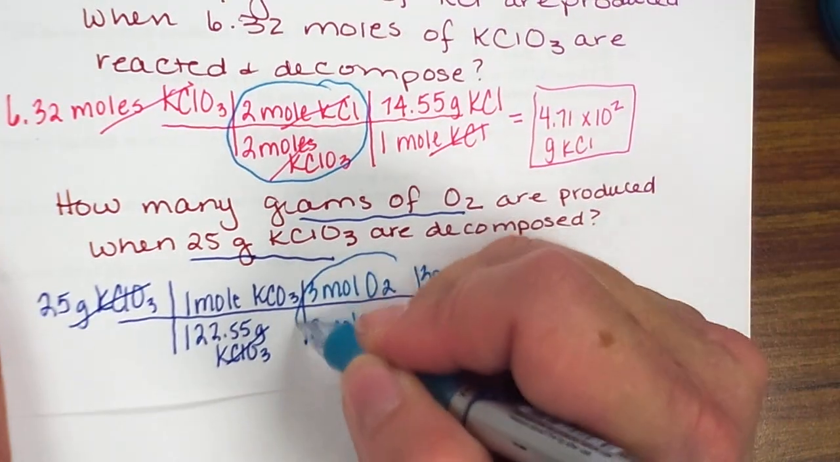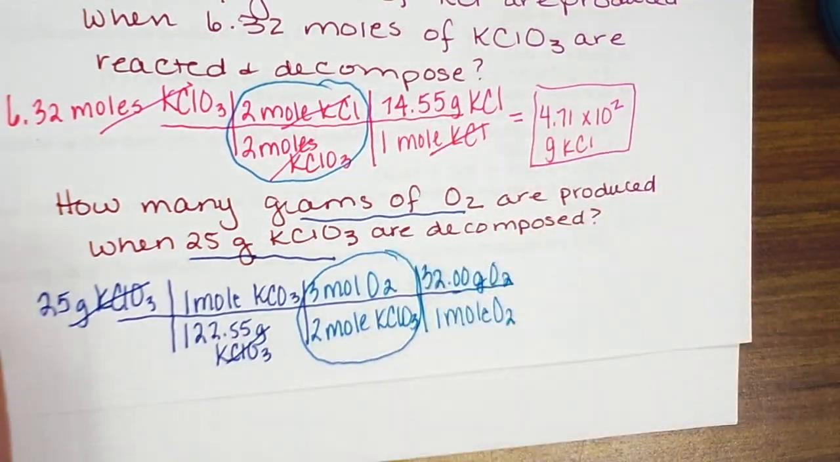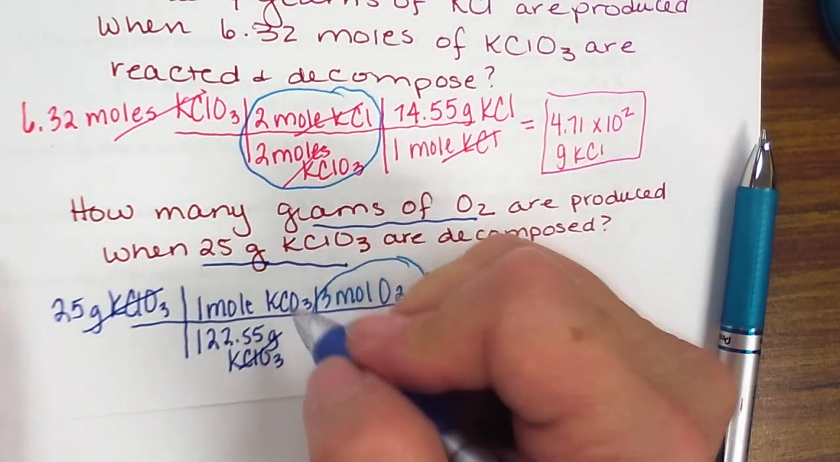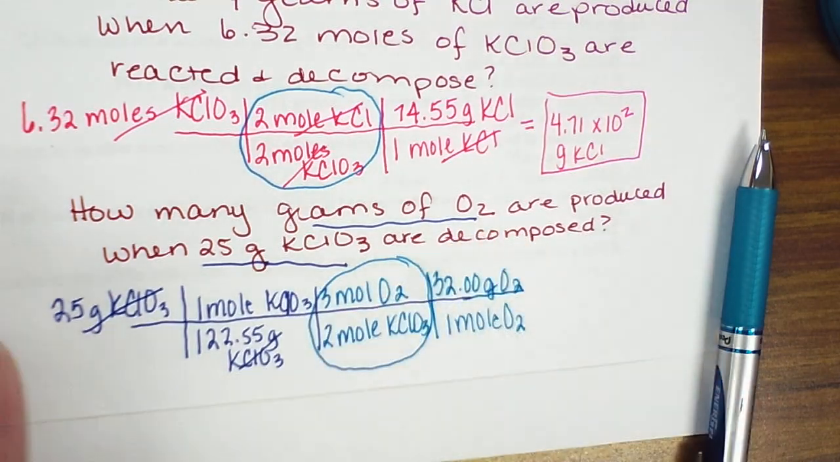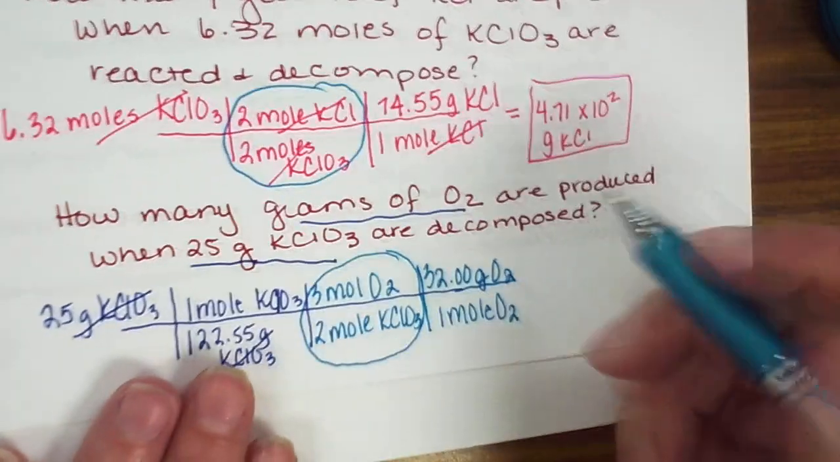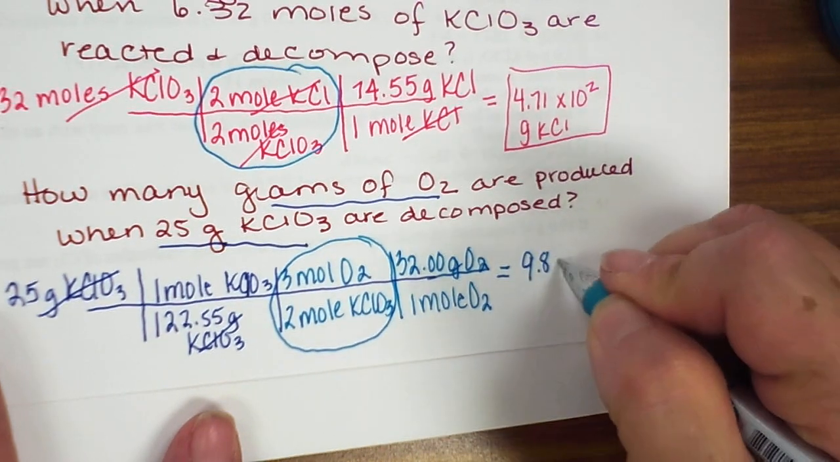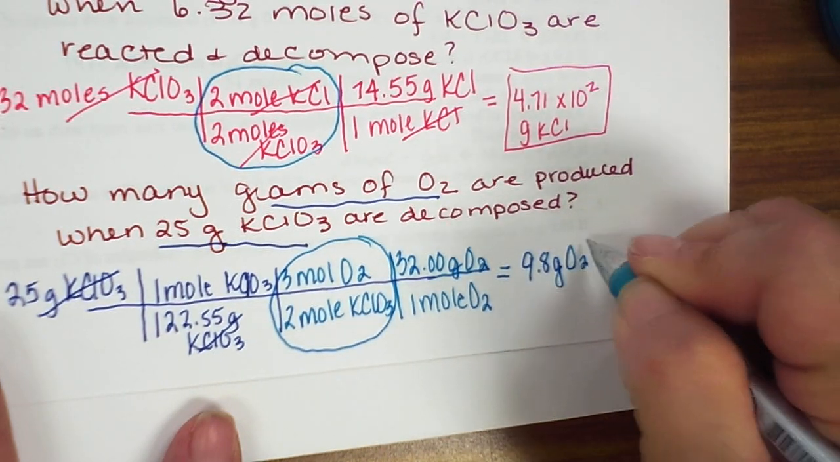Here is where my molar ratio is, right there. That's where I switch from one to the other. Rylan. Here? Yes, thank you. So when I run this on my calculator, I get 9.8 grams of O2.